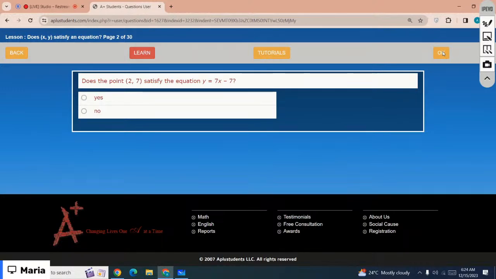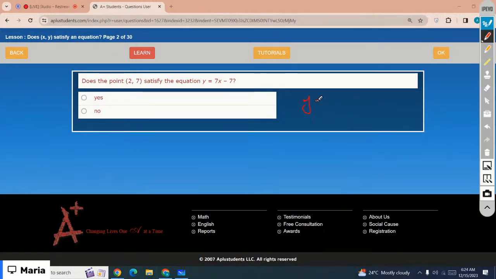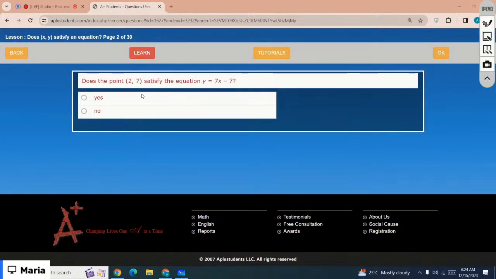Does the point (2, 7) satisfy the equation y equals 7x minus 7? Okay, now the equation is y equals 7x minus 7, right? So x is 2 and y is 7. Replace the variables with the values, right? Y is 7. So 7 equals 7 times 2 minus 7. So 7 times 2 equals 14, and 14 minus 7 is 7. So you can see the equation is balanced on the ordered pair (2, 7). So that means yes, the ordered pair (2, 7) is the solution of the given equation. The correct option is yes.